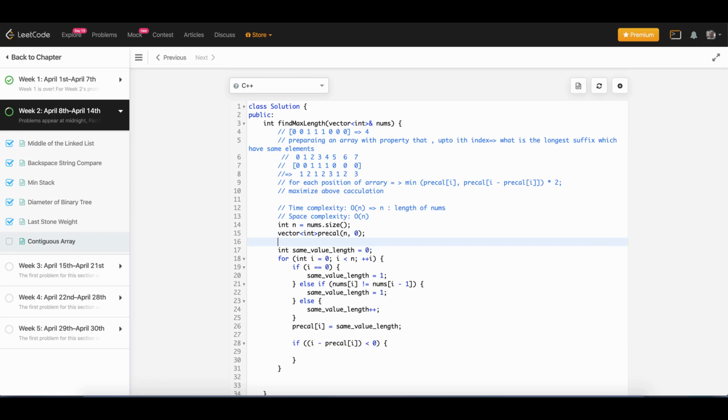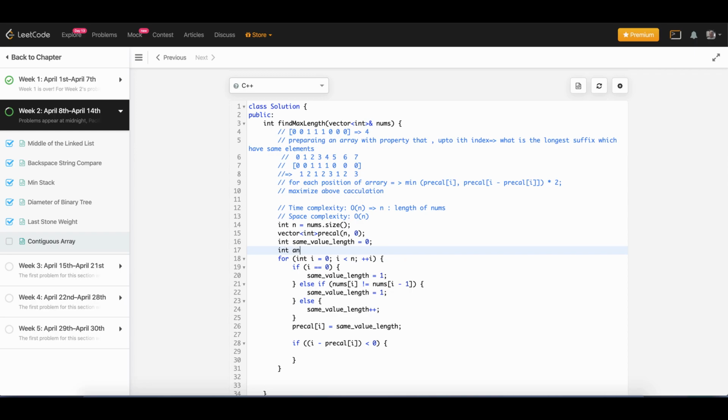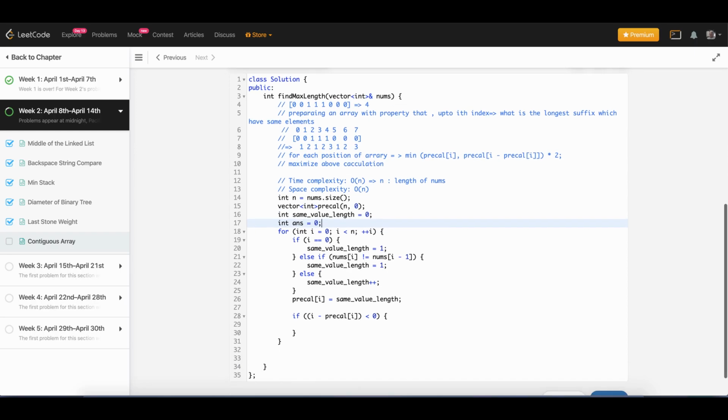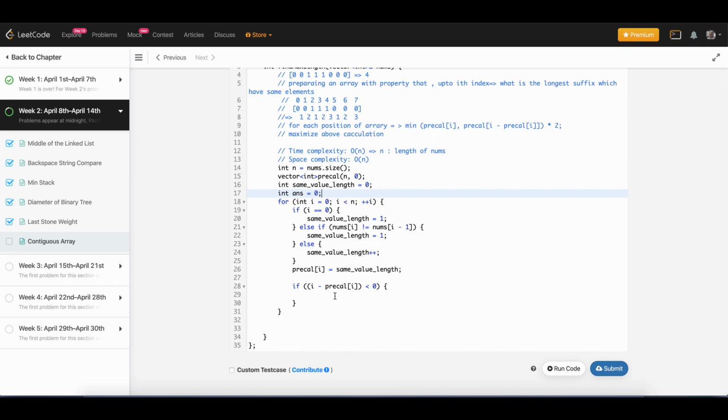So let's define the global solution, which is our answer to the problem. So let's define answer, which we will be maximizing. Initially let's set it to 0, and we will be calculating this only if we find that this value is greater than or equals 0, otherwise we will be simply ignoring that.